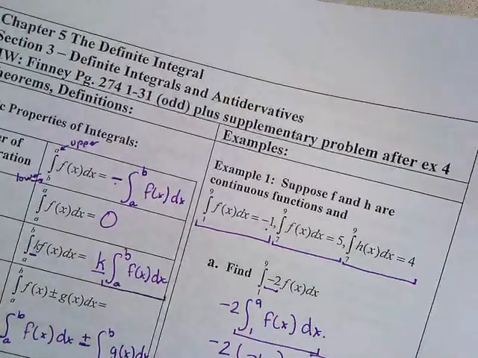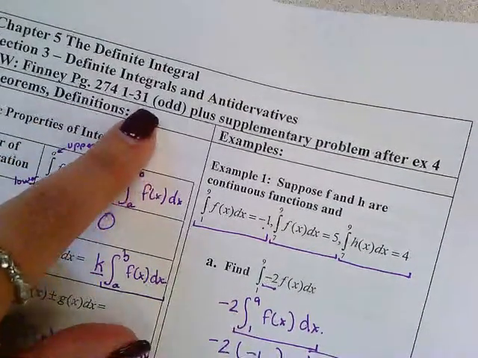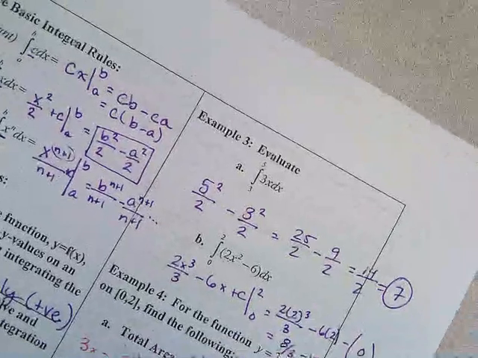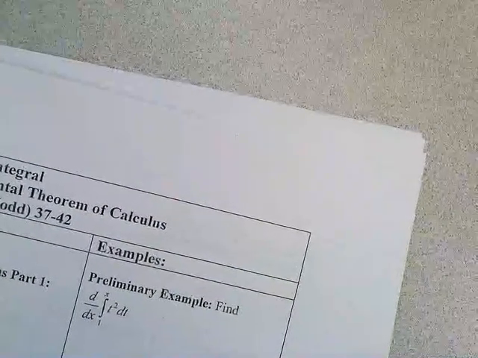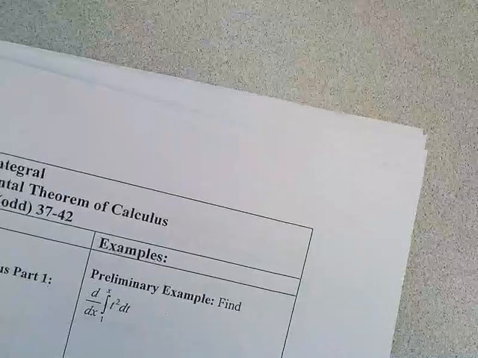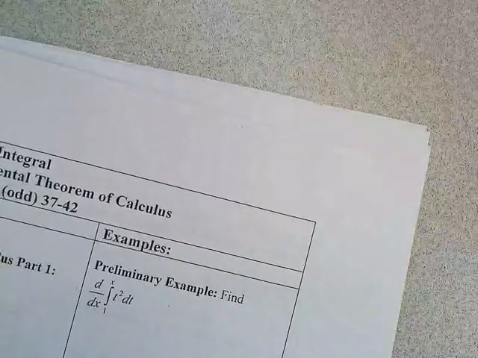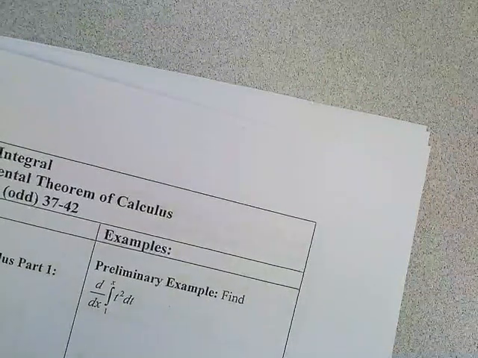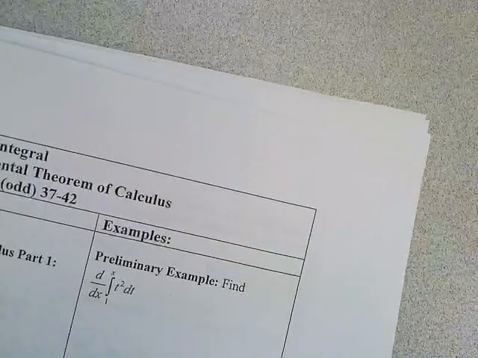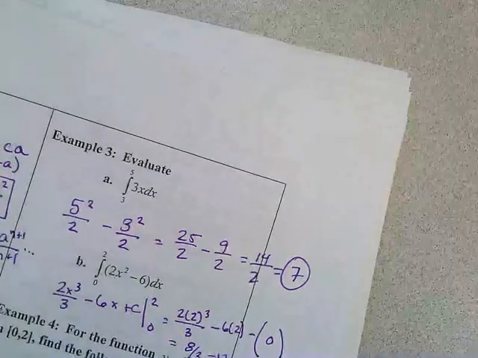So the homework for section 3 is page 274, 1 through 31, odds. Obviously we did not complete section 3. This is only the first half of it. So you should be able to do the examples that deal with what we've done so far. So start those. There is only one more page left of section 3, but that's enough for one video.